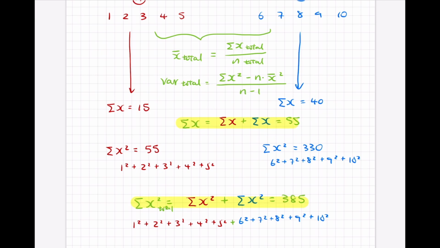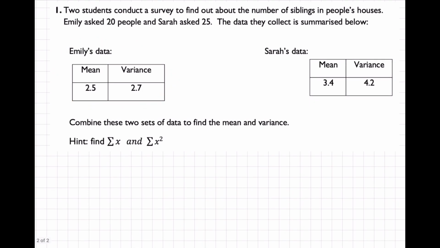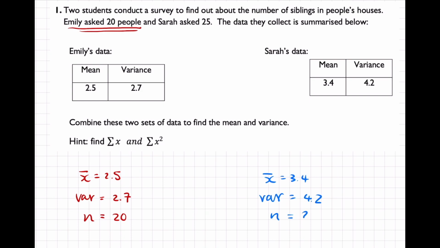So let's look at an example and see how we use this to combine data. We did this question in a lesson. This time we're not given the exact data, but we are given the information about the data. So with Emily's data, mean is 2.5, variance is 2.7, and the number n is 20 because Emily asked 20 people. With Sarah's data, n is 25.